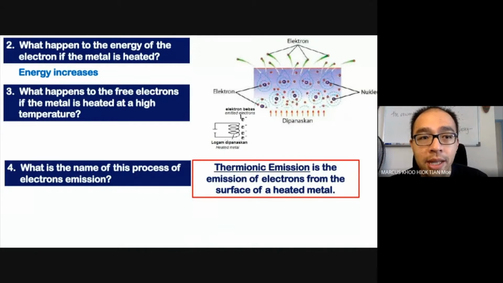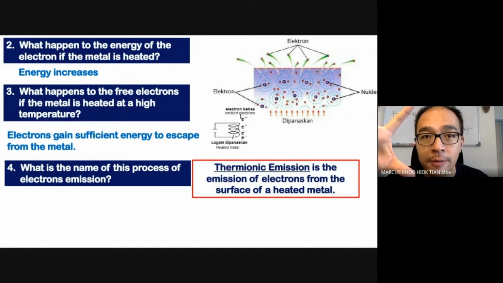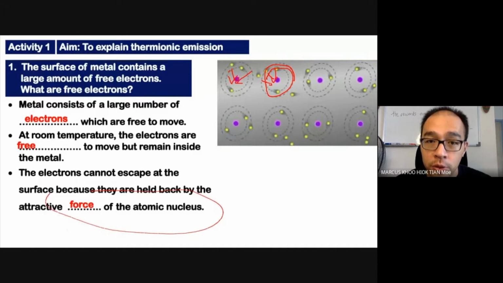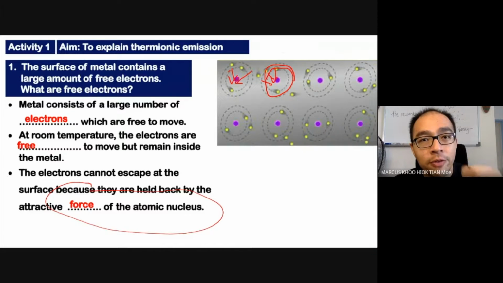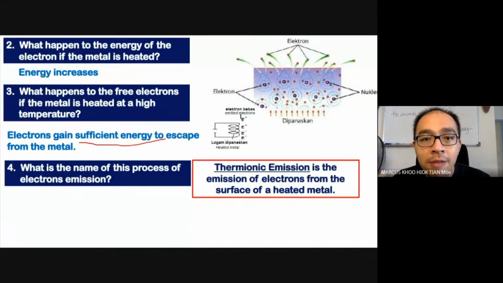Now, what happens to the free electrons if the metal is heated to a high temperature? The electrons will gain sufficient energy to escape from the metal. Let me remind you, at this moment, yes, they are free, but they are not entirely free. They're just free to move around, as long as they don't escape the pull of the atomic nucleus. So in order for them to escape, we have to give them some form of incentive to escape, and the incentive comes in the form of heat energy. So we provide heat energy to the electrons, and the electrons will gain kinetic energy. They will move faster until they gain sufficient energy to escape. They will be free from the nucleus.